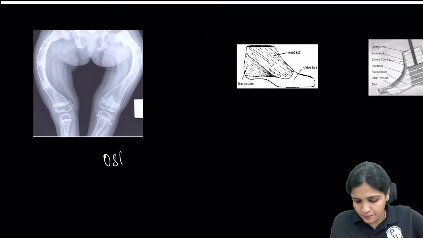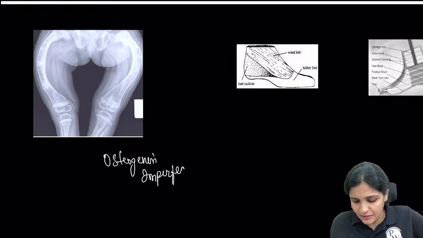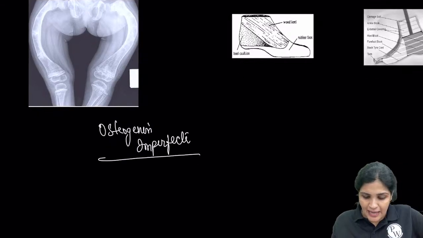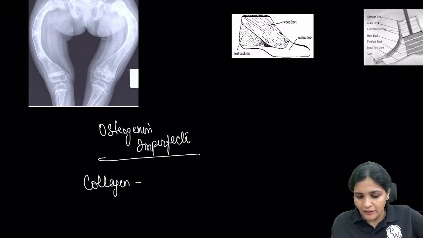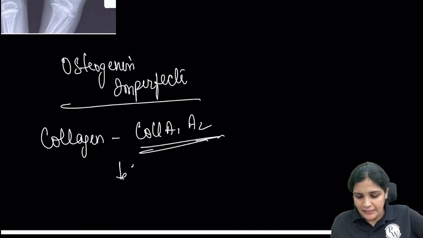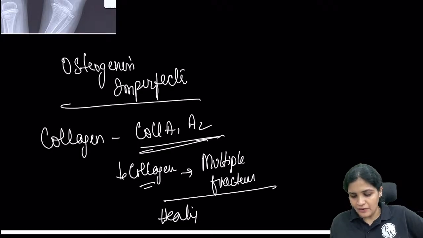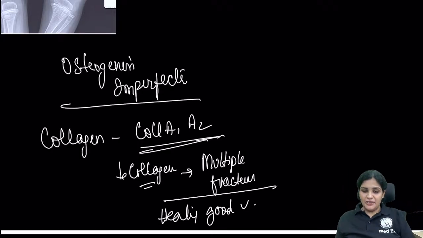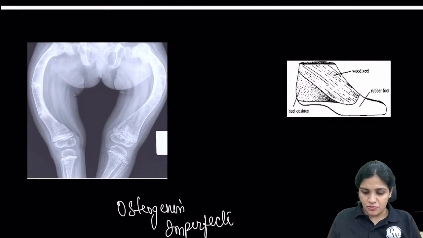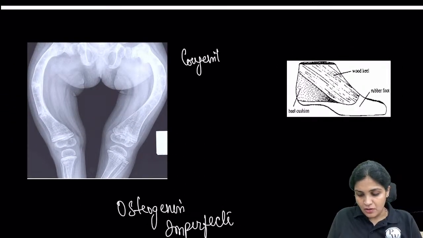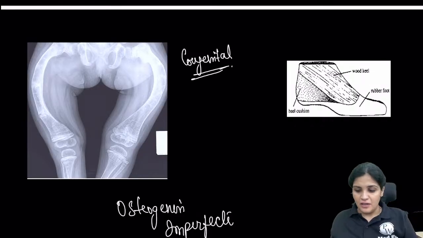Okay, and finally this. What is this? This is osteogenesis imperfecta. So what is osteogenesis imperfecta? You see there is damage to the collagen. The COL1A1, COL1A2 genes are defective, and it will result in decreased collagen, and the patient will present with multiple fractures. Okay, but healing is good. That you have to remember. Healing will be good, but the patient presents with multiple fractures. So this is usually a congenital disorder, osteogenesis imperfecta. Okay, this you have to remember.